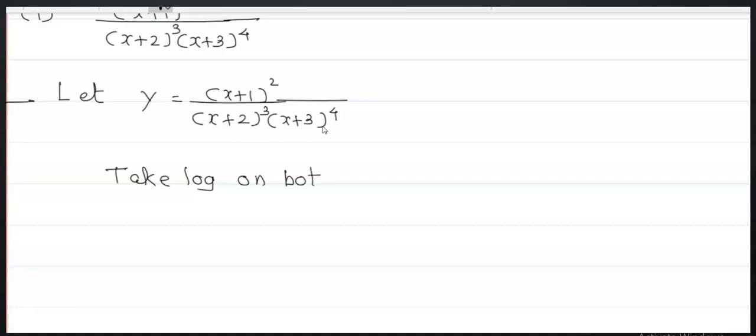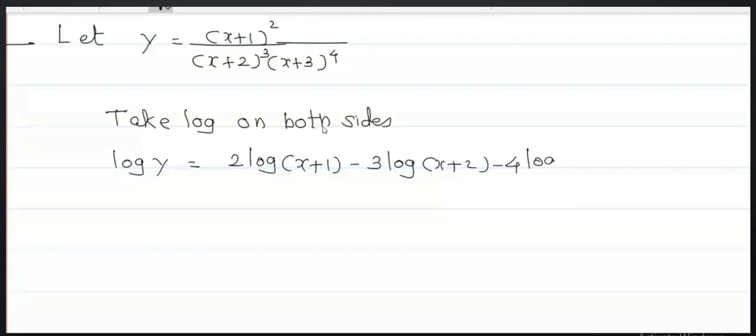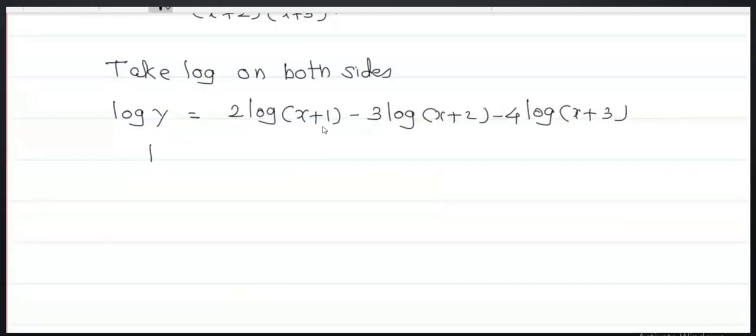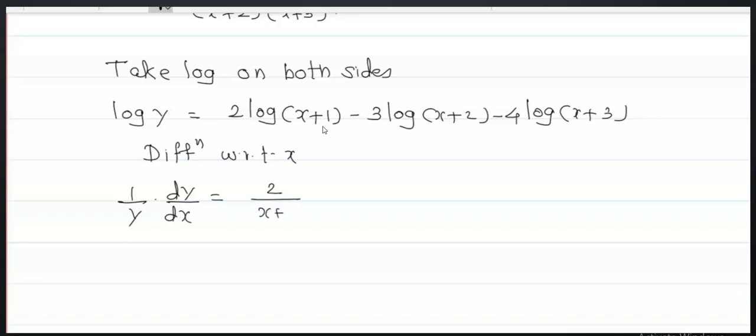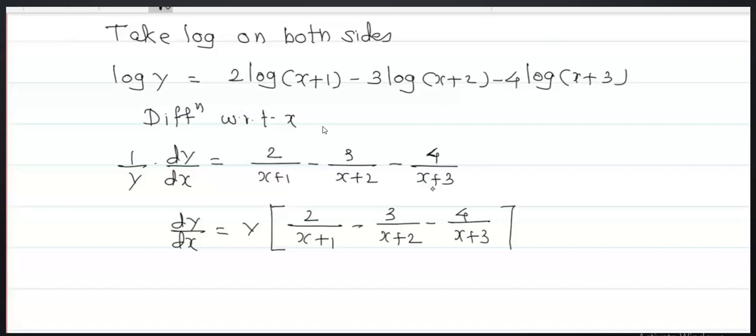Take log on both sides. Therefore, log y is equal to 2 log of x plus 1 minus 3 log of x plus 2 minus 4 log of x plus 3. Now differentiate this with respect to x. That is, 1 upon y into dy by dx is equal to 2 upon x plus 1 minus 3 upon x plus 2 minus 4 upon x plus 3. Therefore, dy by dx is equal to y into 2 upon x plus 1 minus 3 upon x plus 2 minus 4 upon x plus 3.